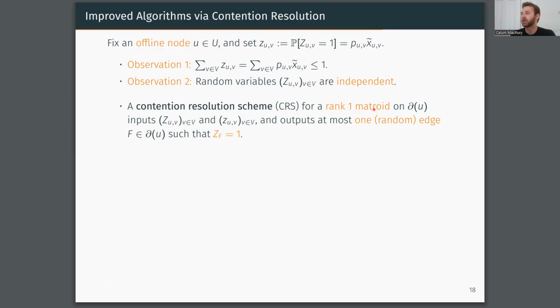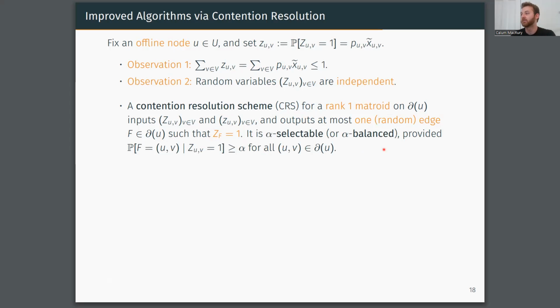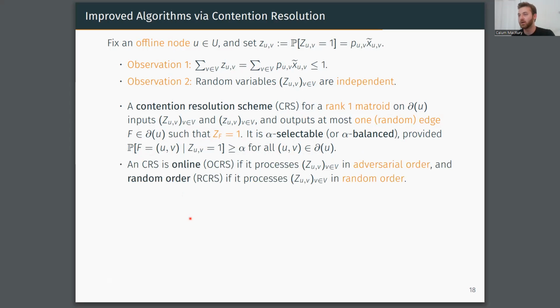And so a contention resolution scheme for a rank 1 matroid inputs these random variables as well as the vector little z, and it outputs at most 1 random edge adjacent to U whose random variable is 1. And we say it's alpha selectable or alpha balanced, provided the probability of a particular edge, conditioned on the random variable Z_U being 1, is at least alpha, no matter the adjacent edge of U. Okay, so it's an online contention resolution scheme if it processes these random variables in adversarial order, and it's random order if it processes them in random order.